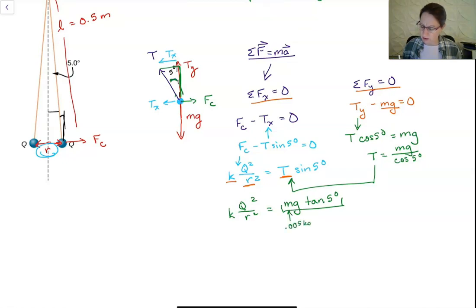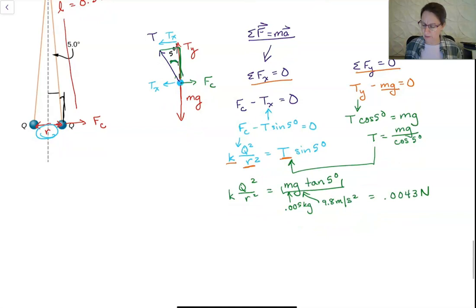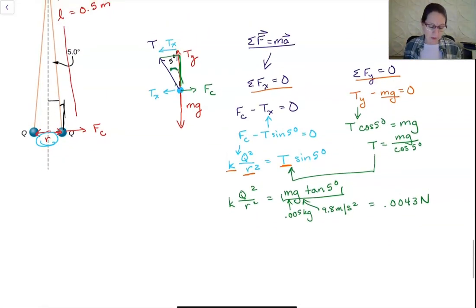And when I calculate that out by putting in 0.005 kilograms, 9.8 meters per second squared, this altogether gives me 0.0043 newtons, just to give us a number in there. Okay, now to find this radius, this distance between these two objects, what I'm going to do is sort of redraw this, a little exaggerated, of course. So this is 0.5 meters.